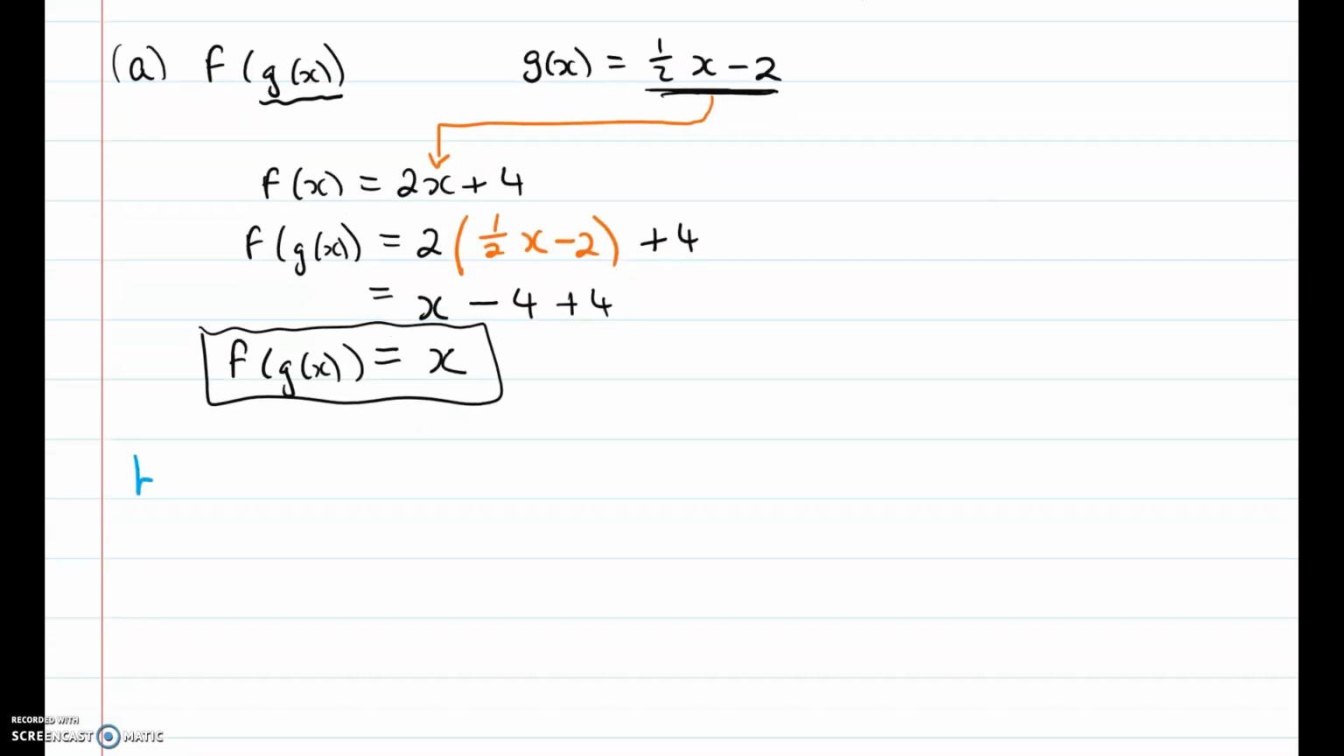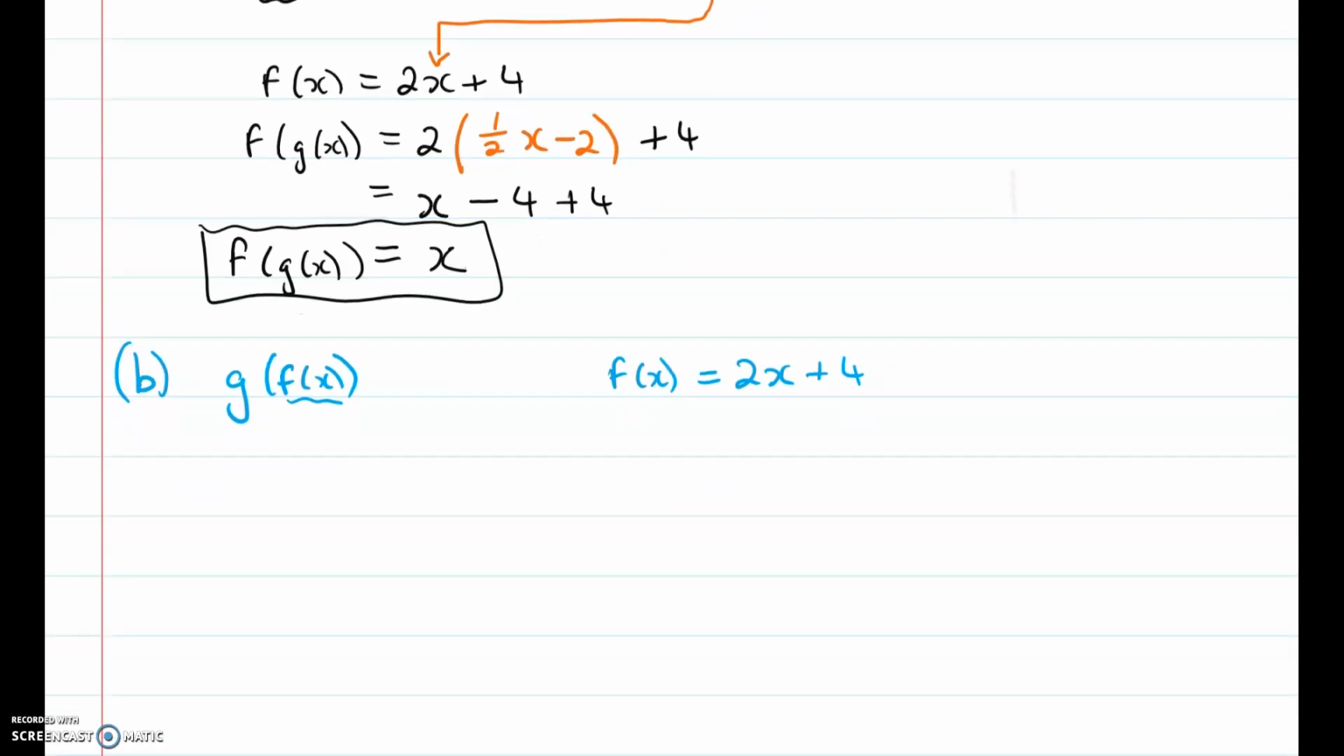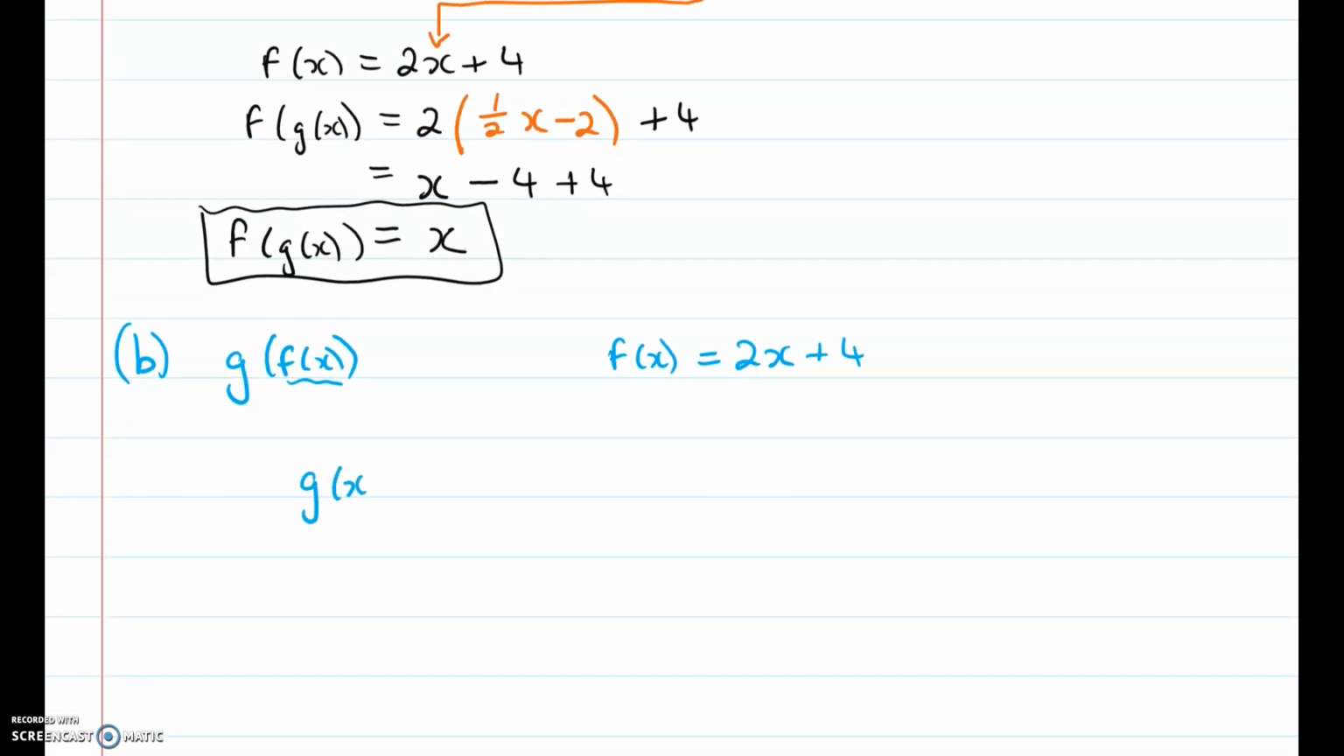So part B is to get g of f of x. Okay, so we're going to start with f of x. Start with the inside one. So f of x is equal to 2x plus 4. And what we're going to do is we're going to take this expression and put it into g. Okay, so now g of x is 1/2 x minus 2. And what we're going to do is take f of x and put it into g. So we're going to take this expression for f of x and put it into g.